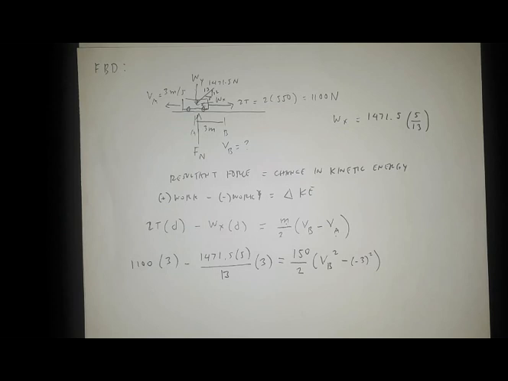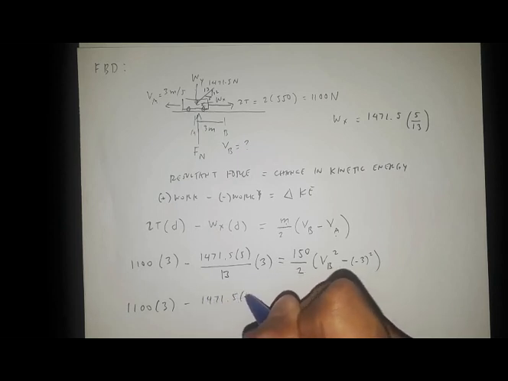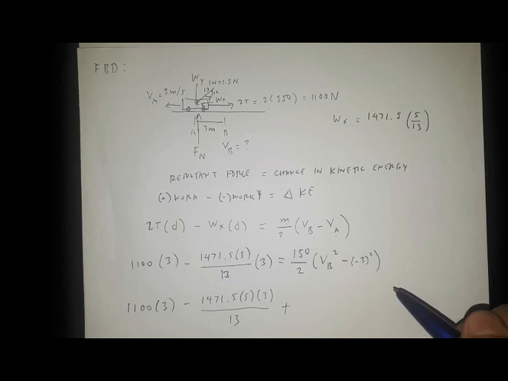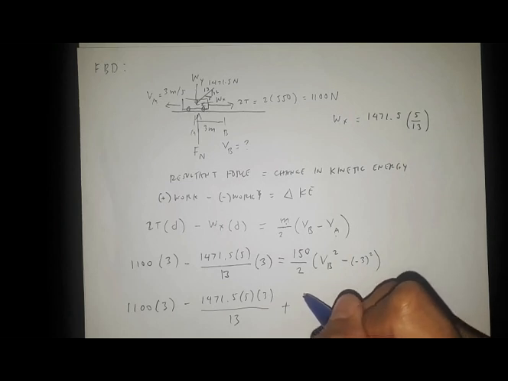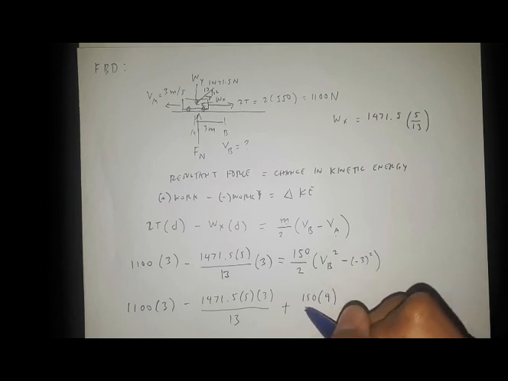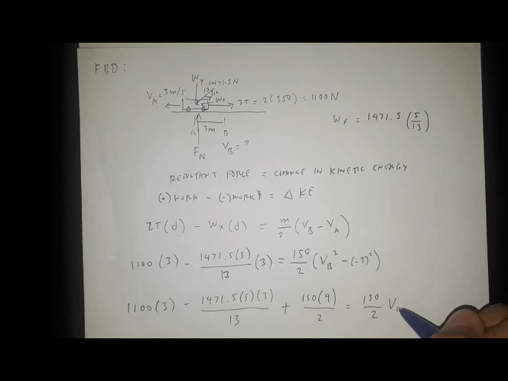Now let us further simplify. So we have 1,100 times 3 minus 1,471.5 times 5 times 3/13 plus 150 times 9 over 2 equals 150 over 2 times Vb squared.